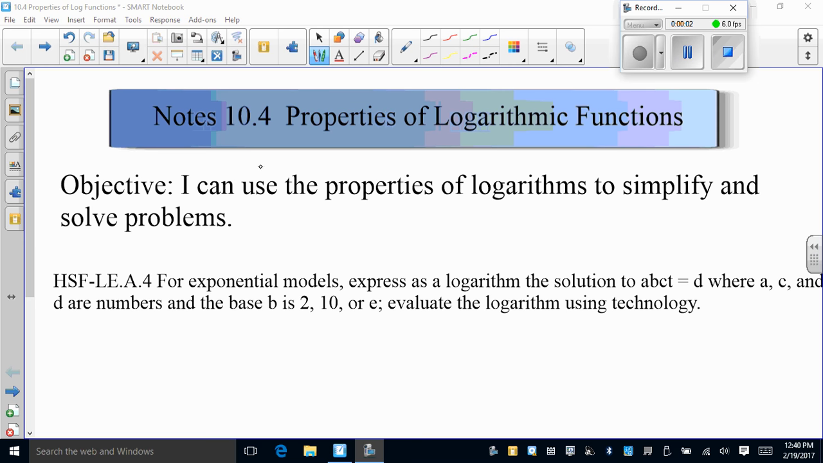Okay, here we are in 10.4 or 5.4 in the book. Properties of logarithmic functions. You're going to use properties of logarithms to simplify and solve problems.